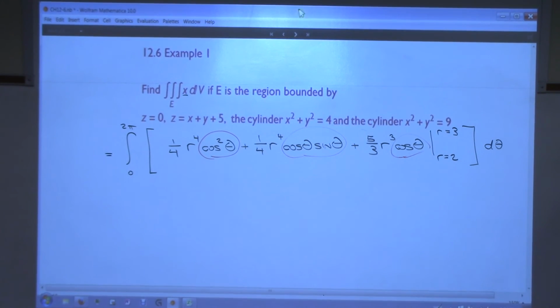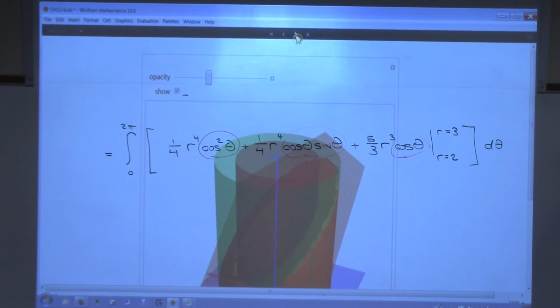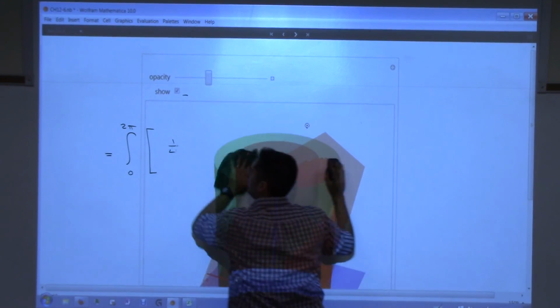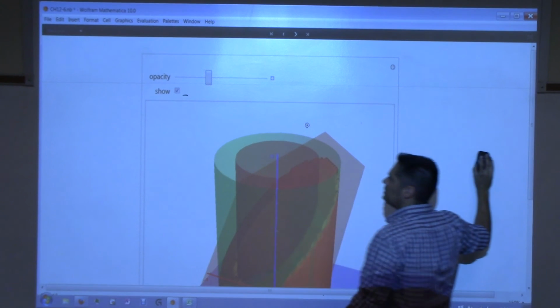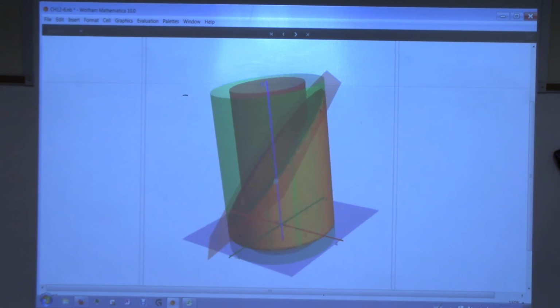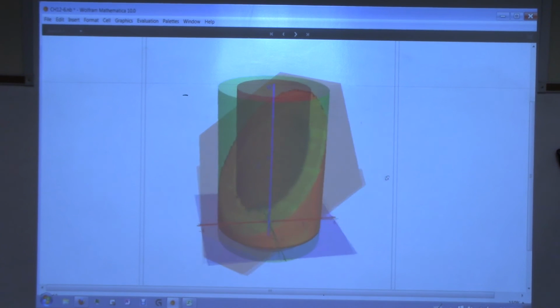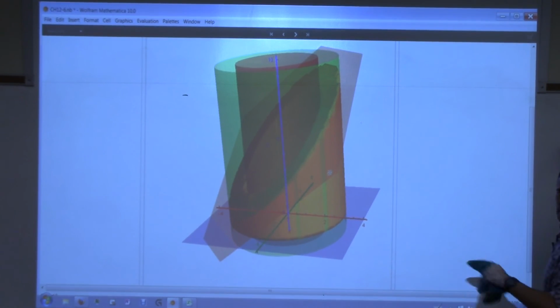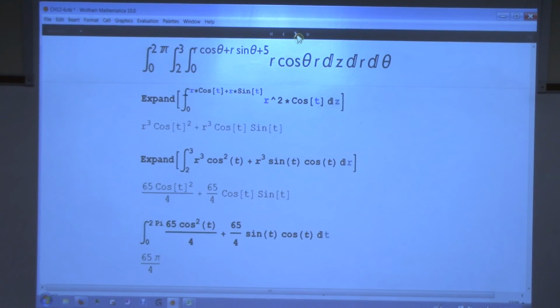Let me see what's next. Oh, this is the picture of it. This is actually the rendering of that. You can see the solid in there. You see it in there? We found the volume. No, sorry, we're not finding the volume of that. That's just E. All right. And if you do all of it, it comes out to 65 pi over 4.